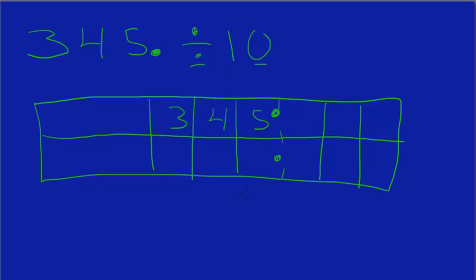Okay, I know I'm dividing, so this time I know when I'm dividing, my arrows are going to go to the right. The value is going to go to the right 1 place. So I'm going to move my 5 from the ones to the tenths. The 4 goes from the tens to the ones, and the 3 goes from the hundreds to the tens. So my answer is 34 and 5 tenths.